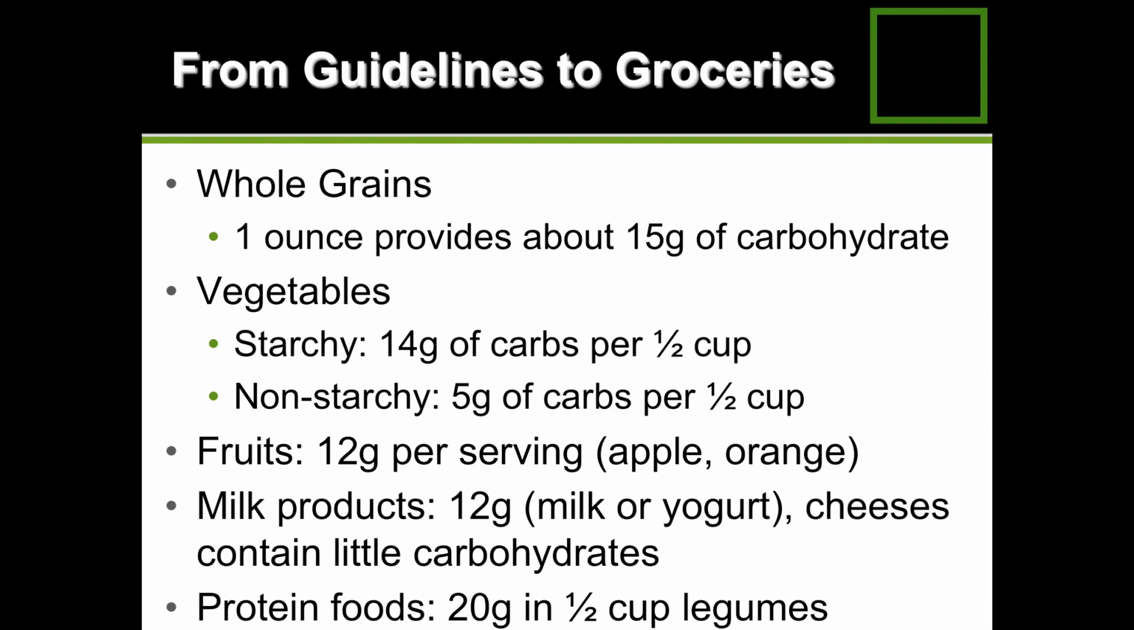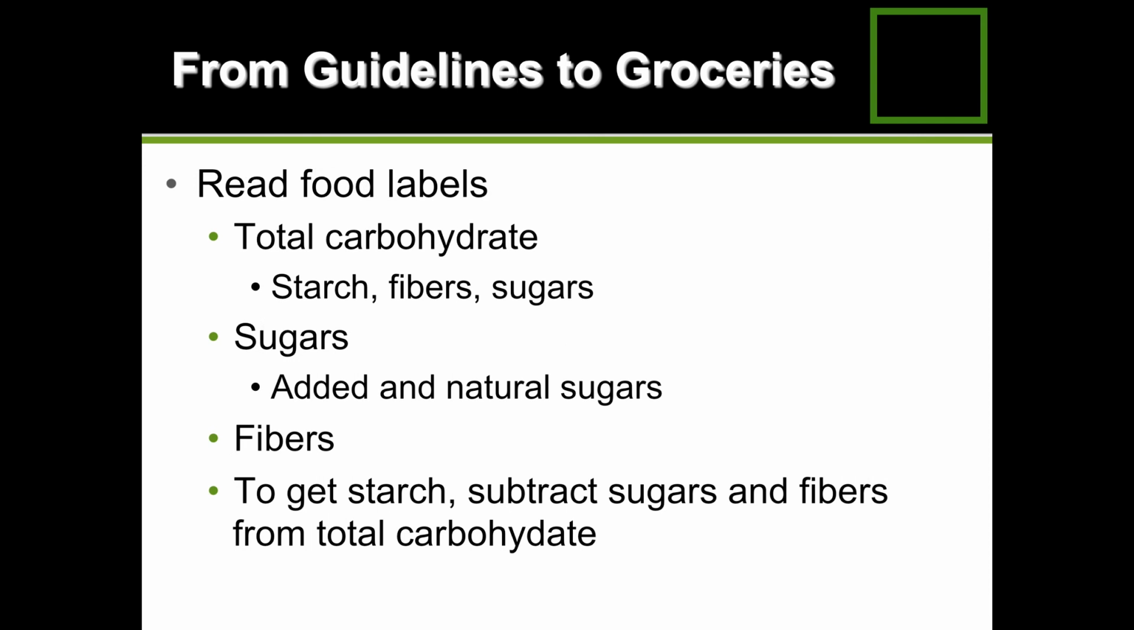This is why it's important to overconsume your non-starchy and to limit yourself to starchy vegetables. Fruits, you get 12 grams per serving. Milk products, you get 12 grams per serving, and cheeses contain little carbs. And then in protein foods, you get 20 grams per half a cup of legumes. Okay, so you do get a lot of carbs, but healthy carbs in legumes. Legumes are excellent. They also give you a lot of protein.